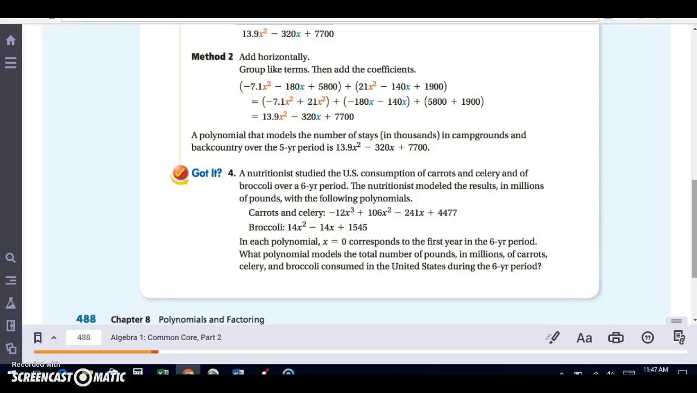And on each polynomial, x equals 0 corresponds to the first year of the 6-year period. What polynomial models the total number of pounds in millions of carrot, celery, and broccoli consumed in the United States during the 6-year period? So again, I'm going to add the two polynomials.